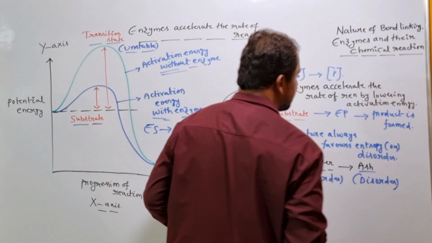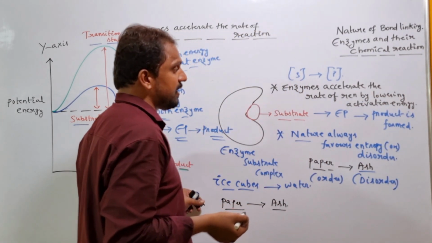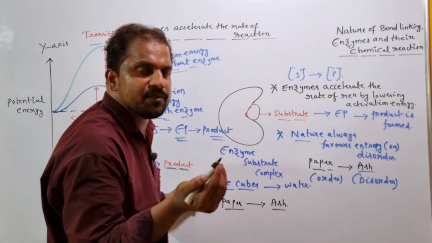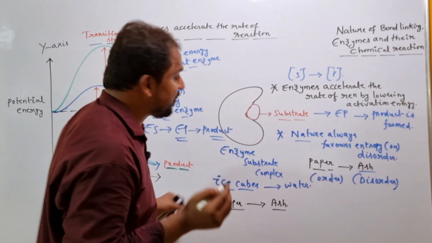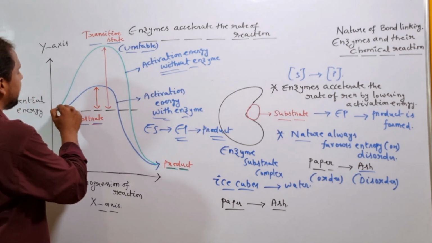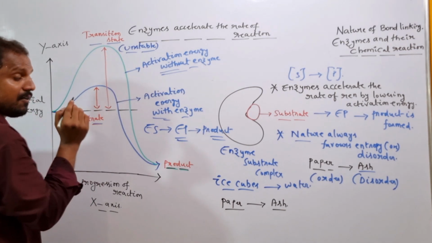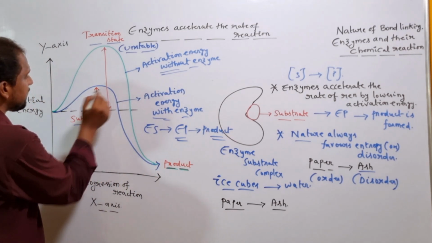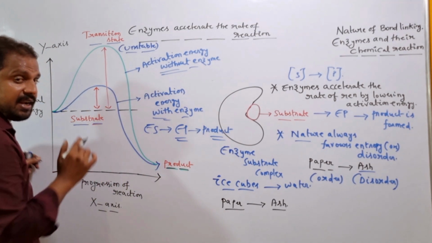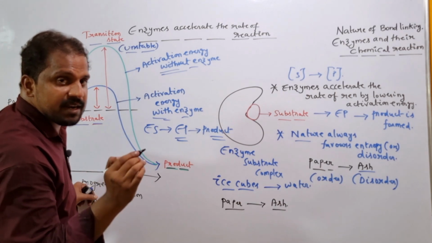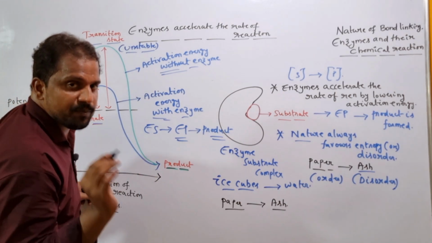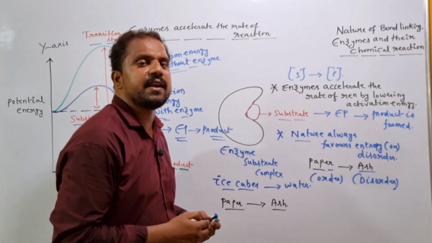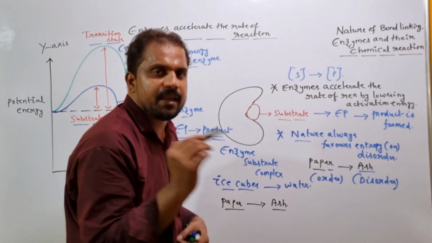Here you may have a small question: what is the advantage of lowering the activation energy? The advantage is in association with what? Time factor. In the absence of enzyme, it took a lot of time for the conversion of enzyme substrate complex into product. But in the presence of enzyme, it took very little time for the successful conversion of enzyme substrate complex into product. Is it clear? In this way, enzymes are responsible for enhancing the rate of the chemical reaction.